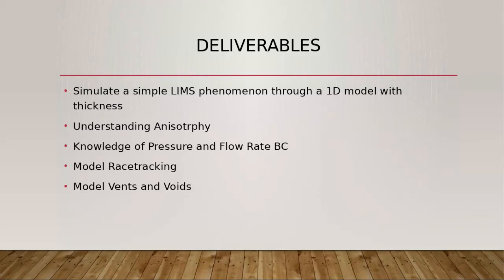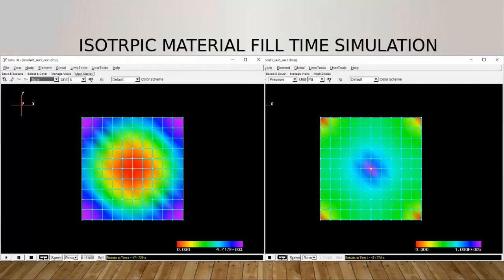The first simulation that we are going to be doing is the isotropic material fill time simulation. In this case, we are going to use a square mold where we are going to inject the resin through the center point. So it is going to be the resin injection at the atmospheric condition. And as you can see, this is the fill time, and this is basically the pressure distribution.